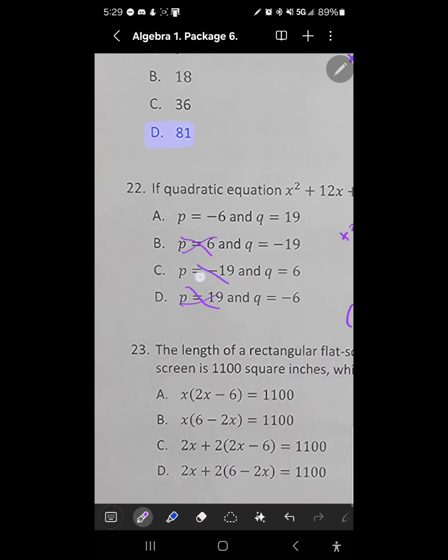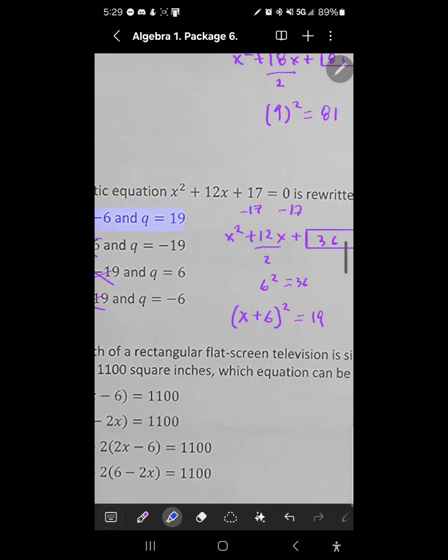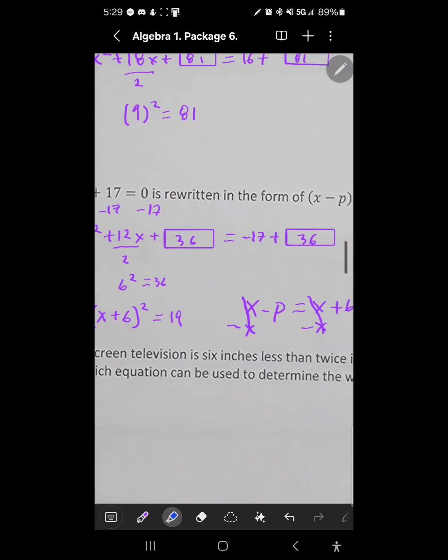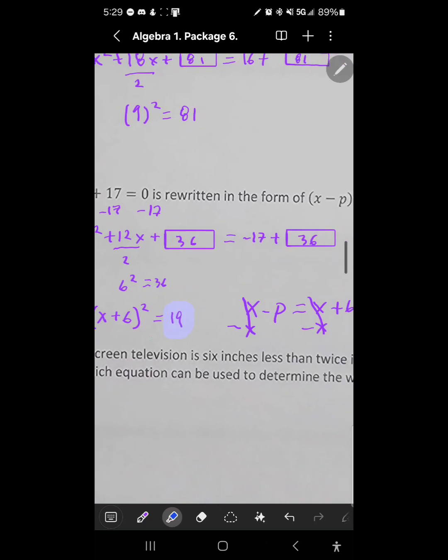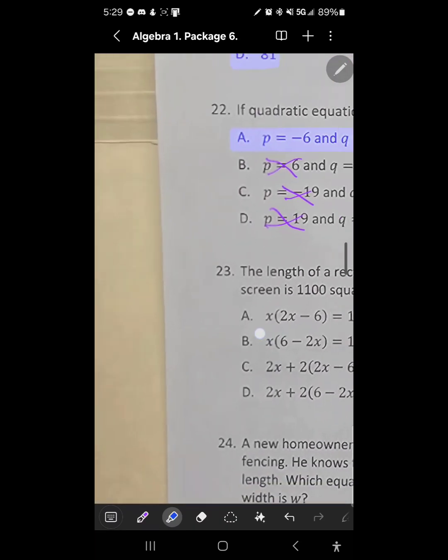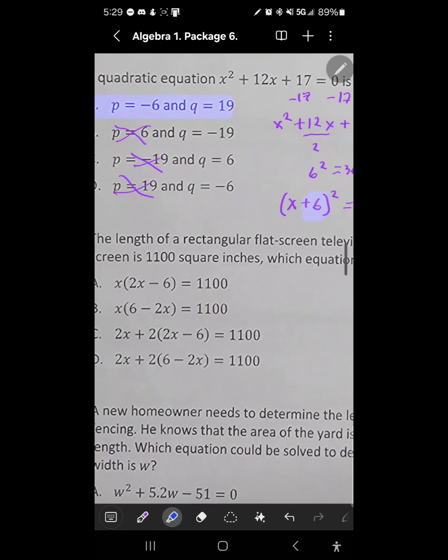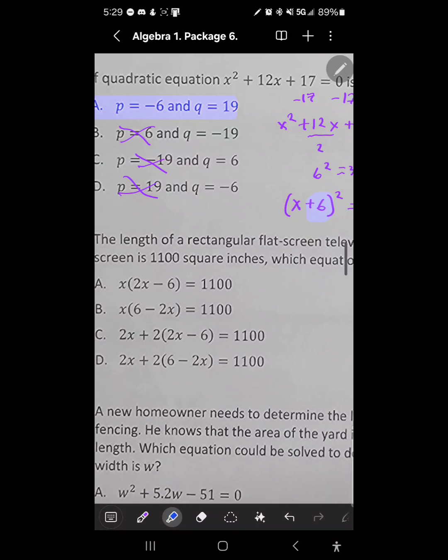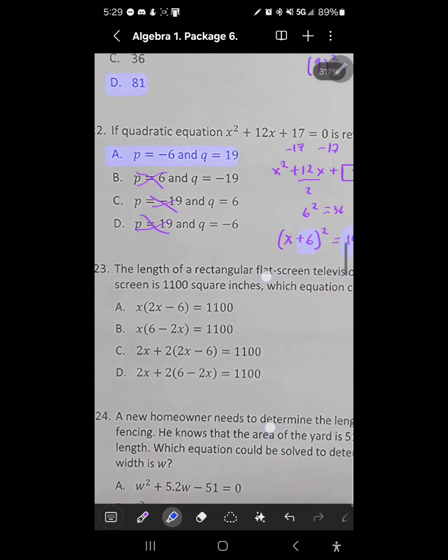It is not any of these, so it should be a. And it is a. We have the 19 here and the positive 6 here. So I hope you guys understood. Remember, you can DM me either way.